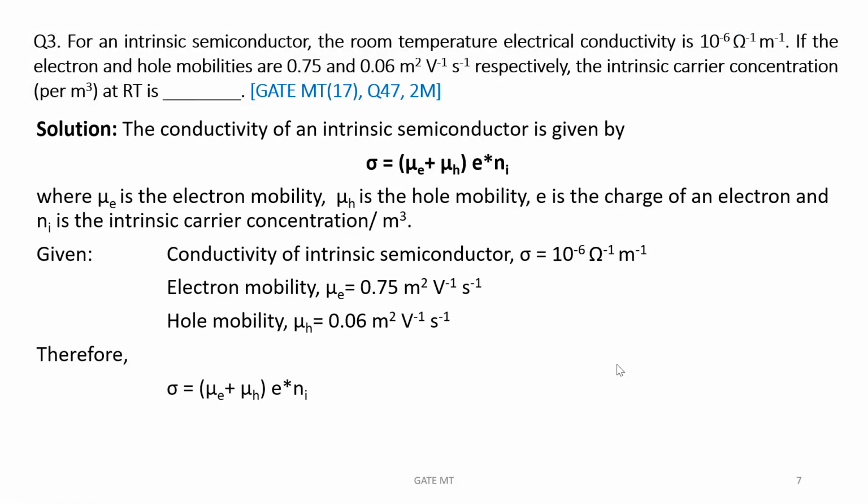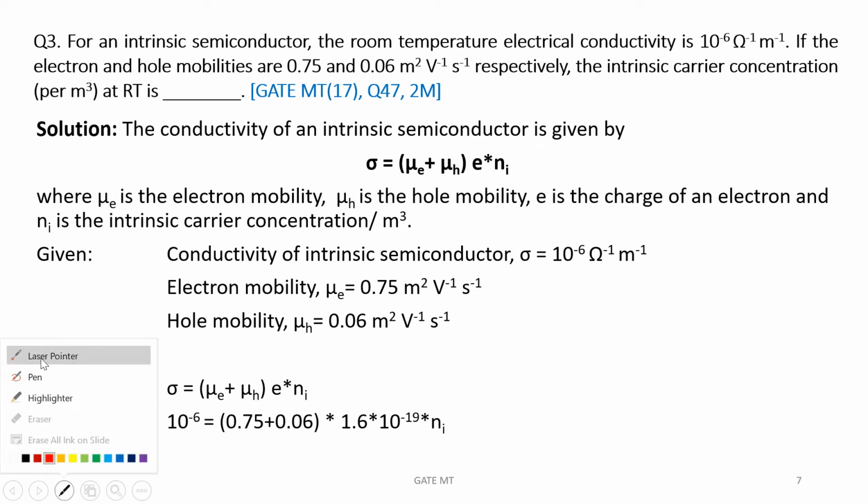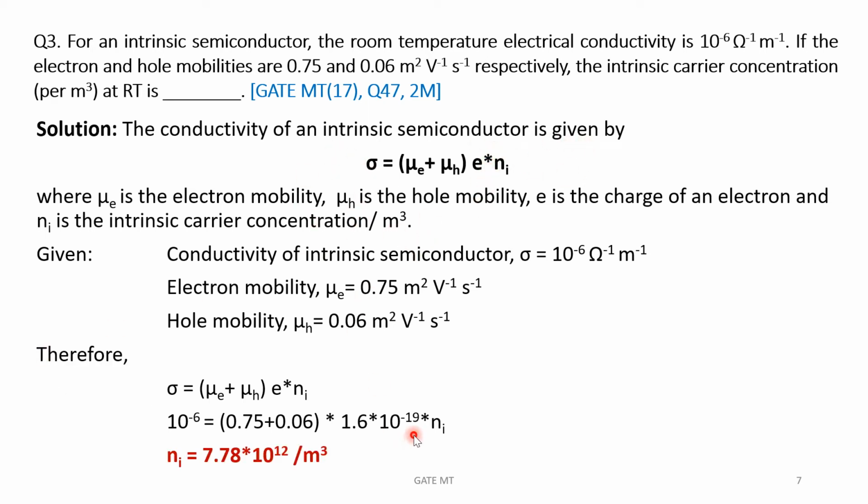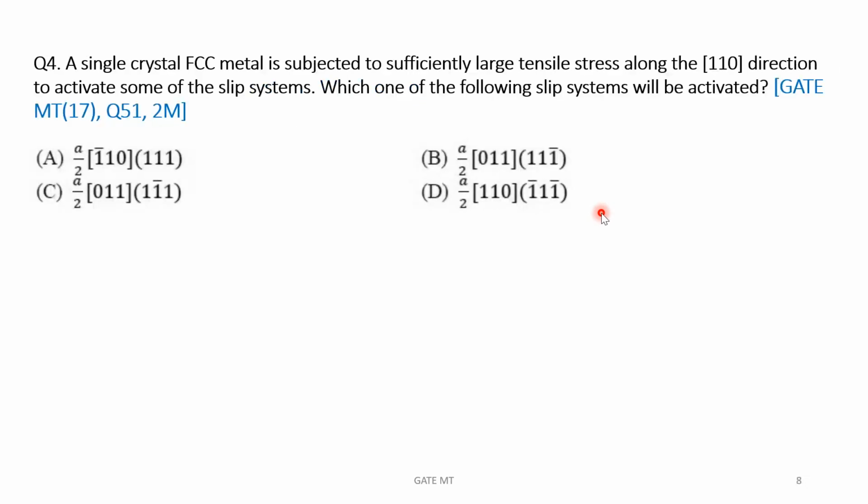So I hope it's clear to all of you. The main equation that we have to familiarize ourselves with here is this particular equation for an intrinsic semiconductor. Once you know that equation, it will be very clear that by substituting these values directly, we will get the final answer. I hope it's clear for all of you. On that note, let us move on to the fourth and final question of this week.